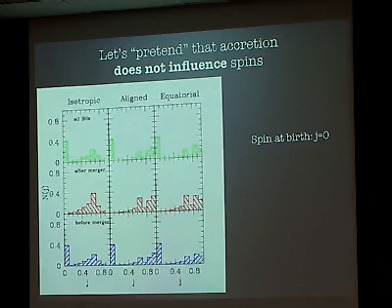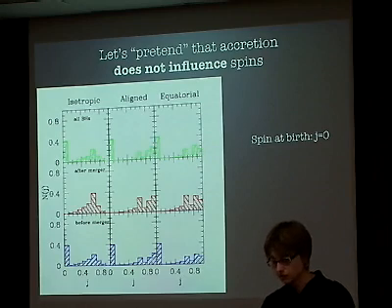So mergers only retain the memory of initial conditions. So if we measure a distribution of spins which is, well, kind of flat, that's a signature of accretion not being influential for black hole spins.